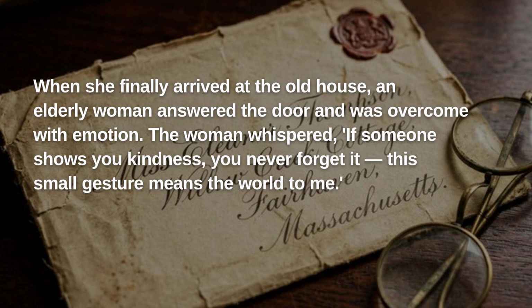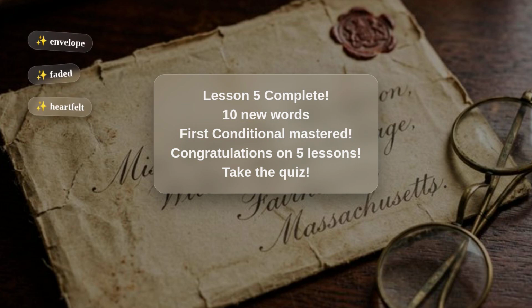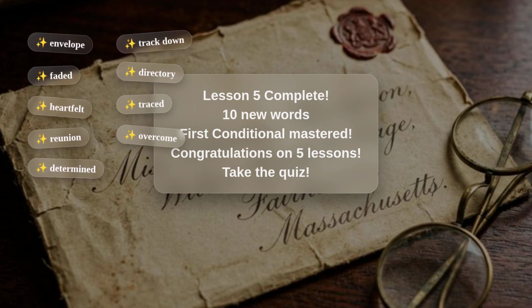What a beautiful story. And that is a wrap for Lesson 5. You did a beautiful job with this emotional story. Let's look at everything you learned in this lesson. Vocabulary. You learned 10 new words. Envelope, faded, heartfelt, reunion, determined, track down, directory, traced, overcome, and gesture.